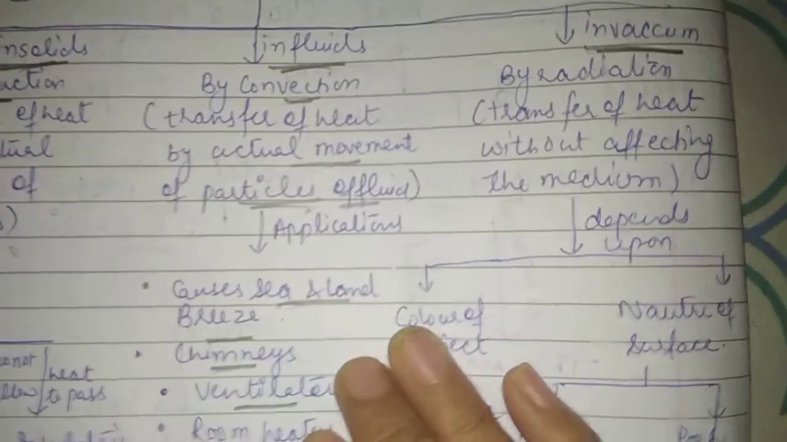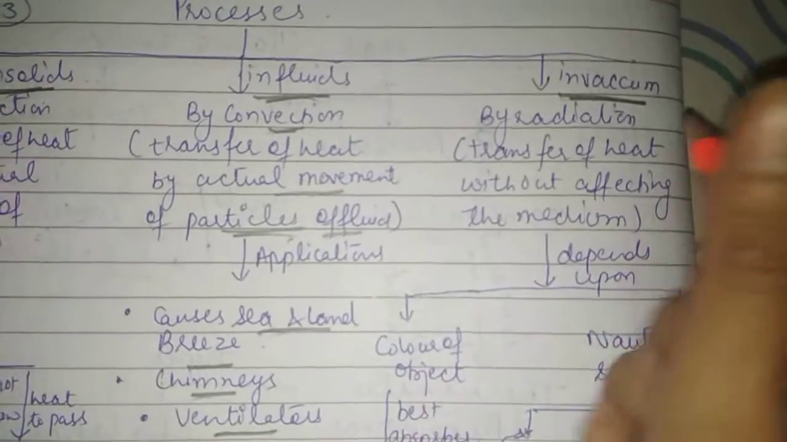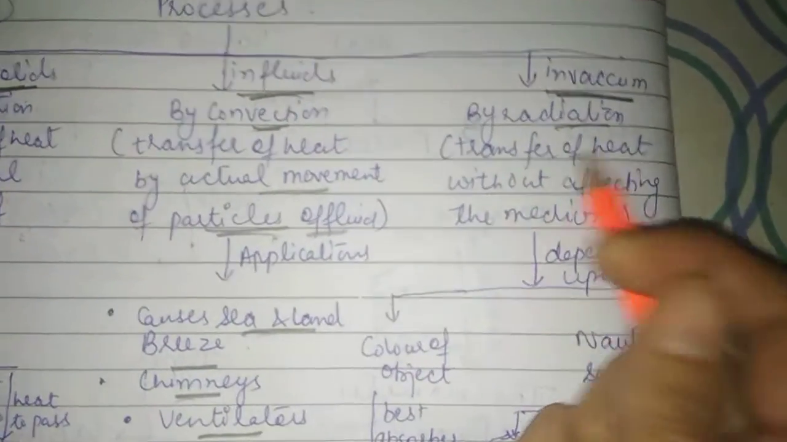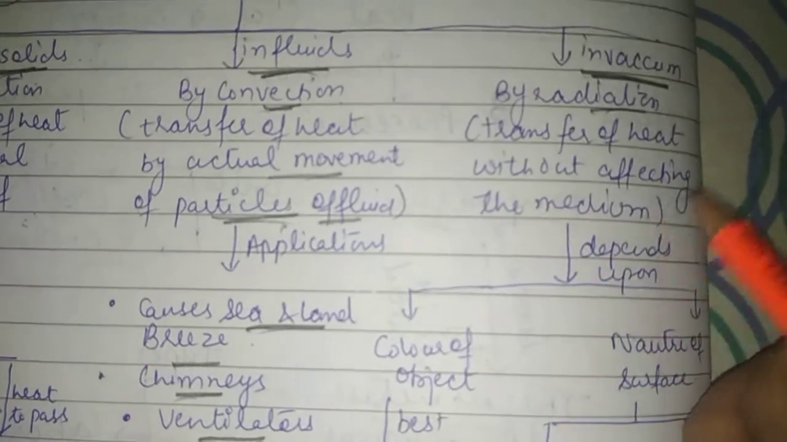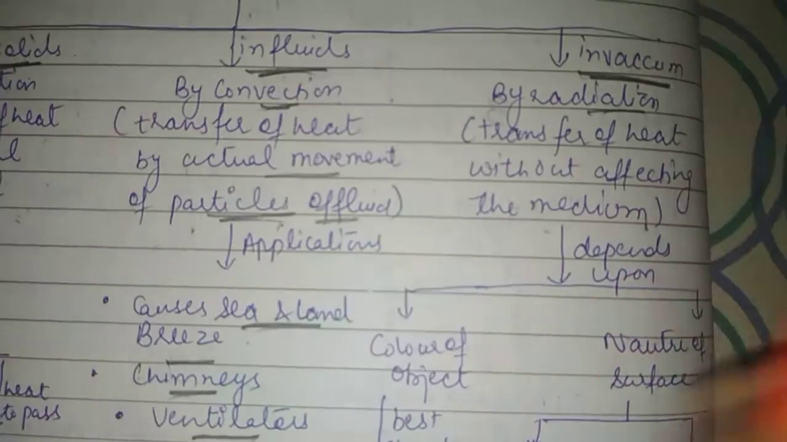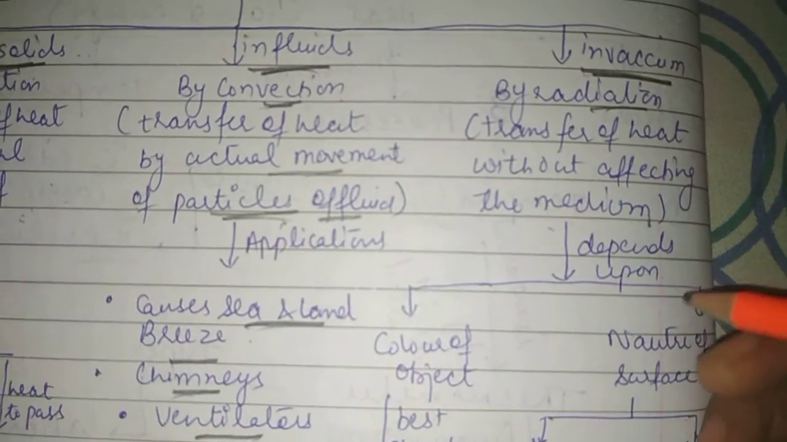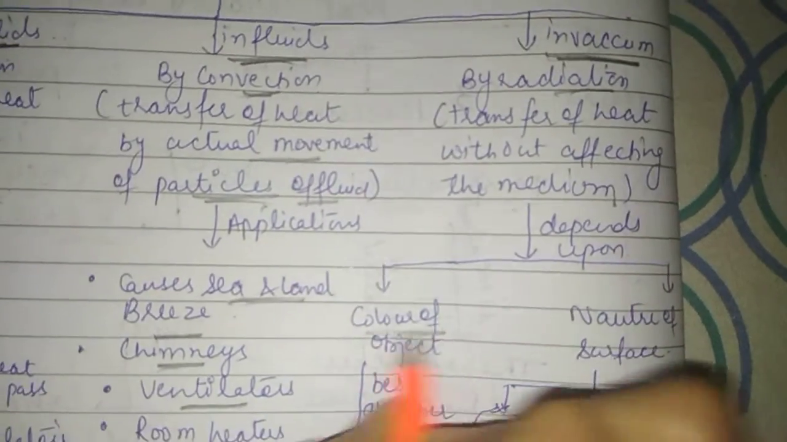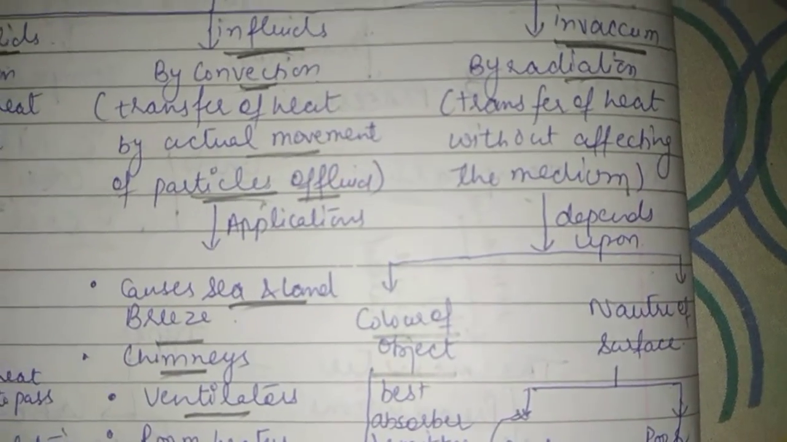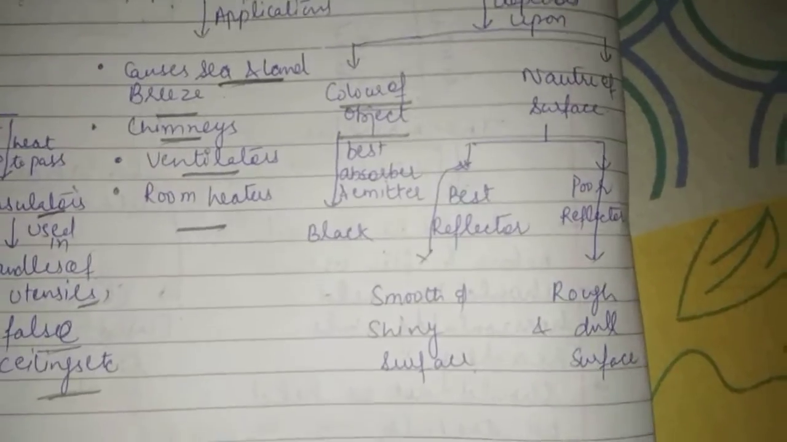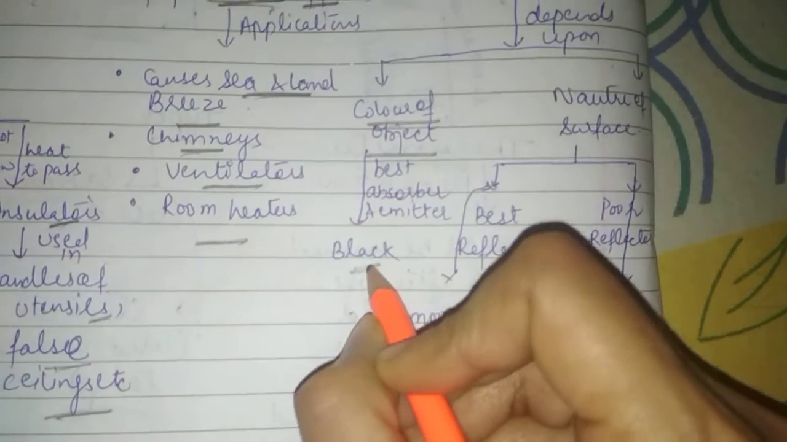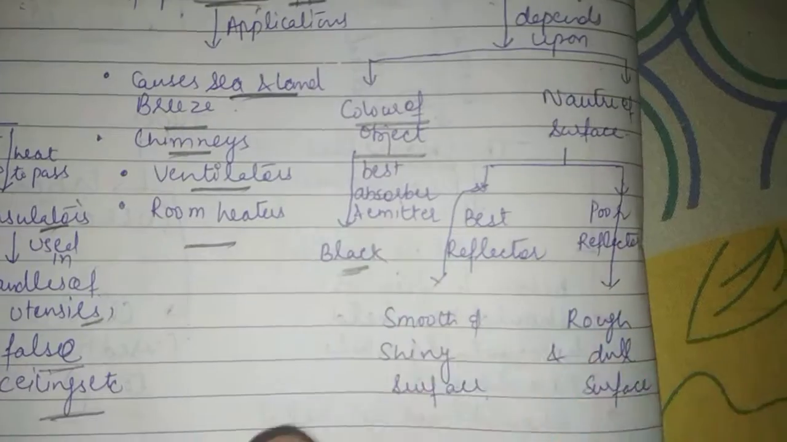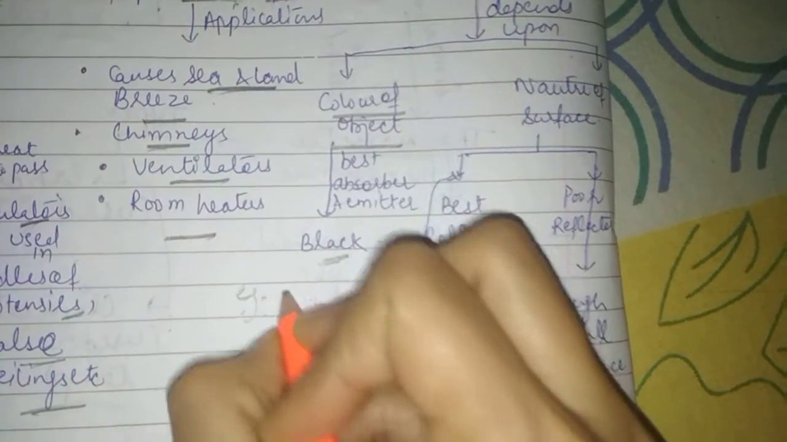Now in vacuum, heat transfer is by the radiation method, which means transfer of heat is done without affecting the medium. No effect of the medium. It depends on the color of the object. The best absorber and emitter of heat is black color, and the best example is the solar cooker.